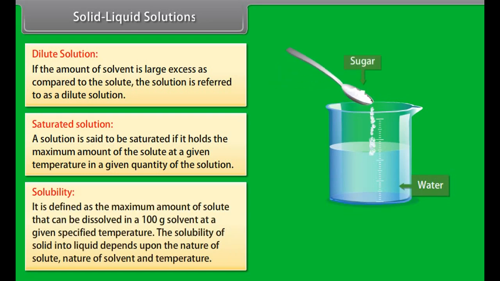It is defined as the maximum amount of solute that can be dissolved in 100 gram solvent at a given specified temperature. The solubility of solid into liquid depends upon the nature of solute, nature of solvent, and temperature. Causes of solubility of solid in a liquid.